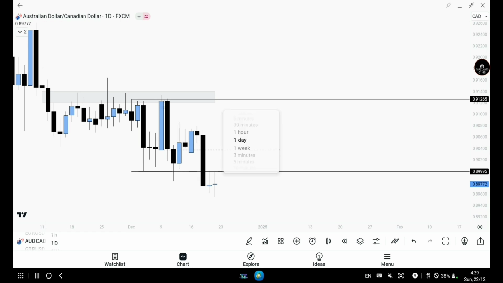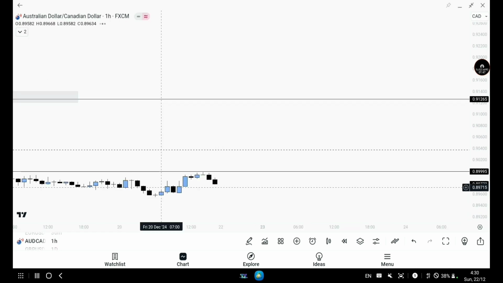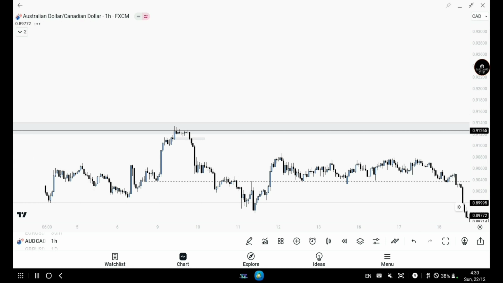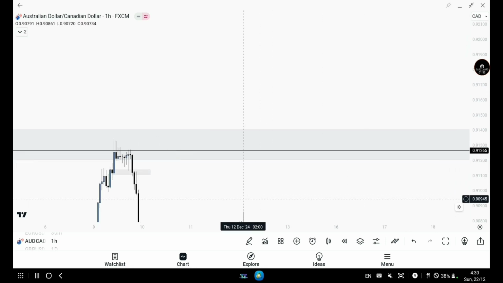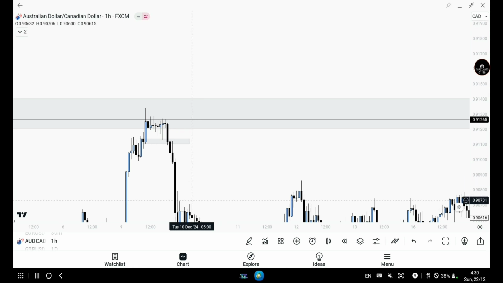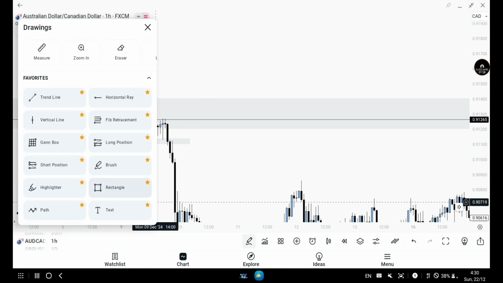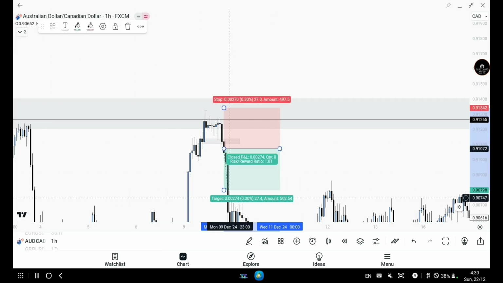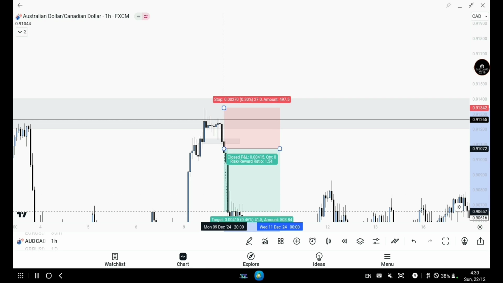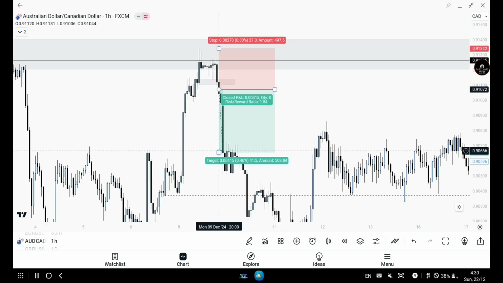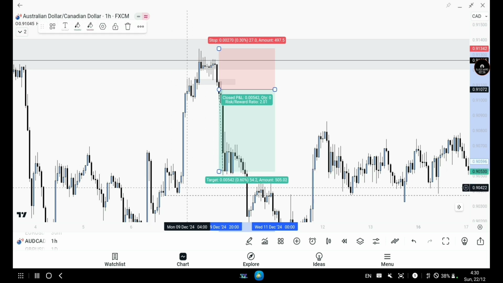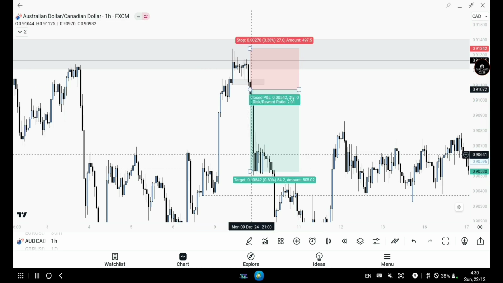Now we drop to the hourly time frame to look for entries, and as you can clearly see, our entry model presents itself right there for a short position, and we target our 1 to 2. And our 1 to 2 is at that order block. And as soon as price hit our target, it started consolidating.